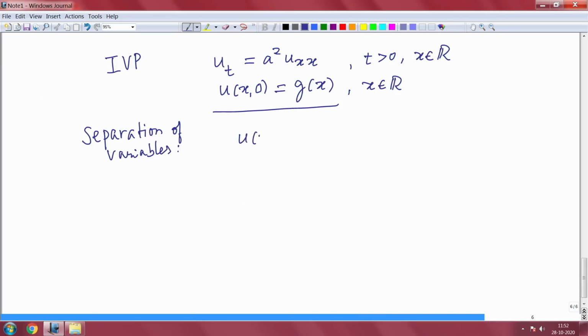So u(x,t) is a function of x and a function of t. Okay, you formally substitute this into the given equation, namely the heat equation, and that implies T prime by a square T is equal to X double prime. So there are two derivatives with respect to x. So there will be two derivatives of the function X and only one derivative of the function T.